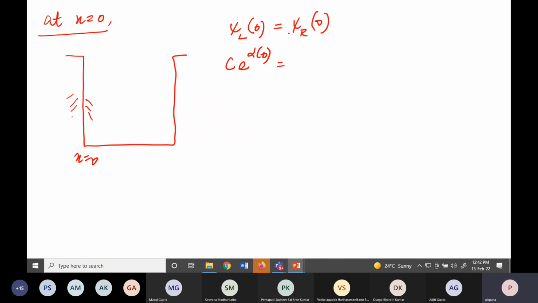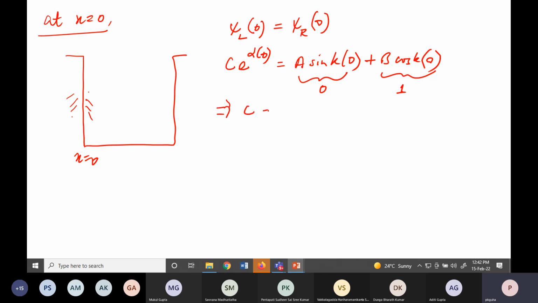What about psi R on the right hand side? Inside the well, the solution is A sin kx plus B cos kx, right? A sin k0 plus B cos k0, so this term is going to be 0, this term is going to be 1, so it will give you C equal to B. You see, because e to the power 0 is 1, C equal to B. So this is one using one boundary condition.